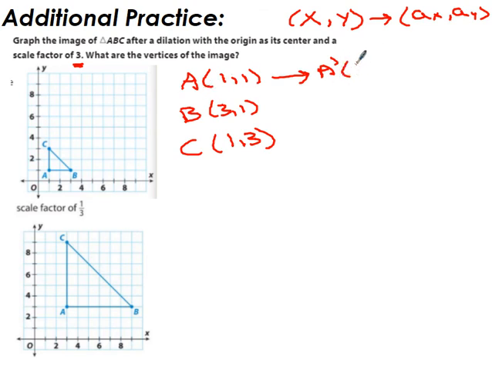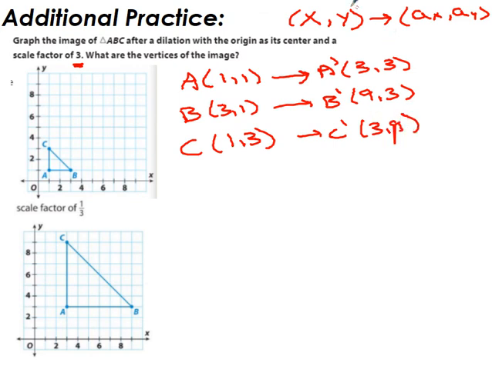So my new A is 1 times 3 is 3. 3, 3. My new B is 9, 3. And my new C is 3, 9. Yikes. And then I can graph that. 3, 3, 9, 3, and then 3, 9.